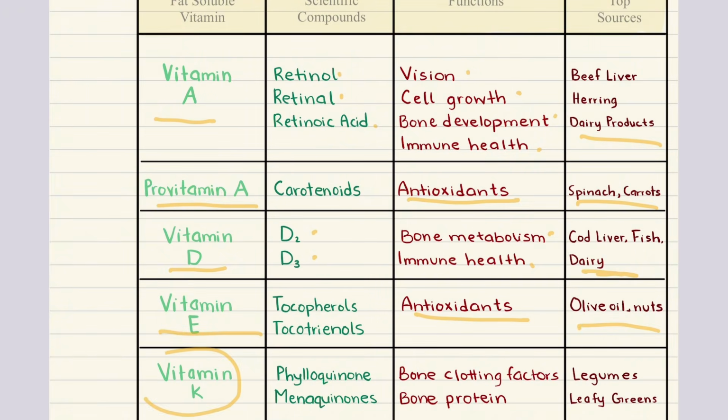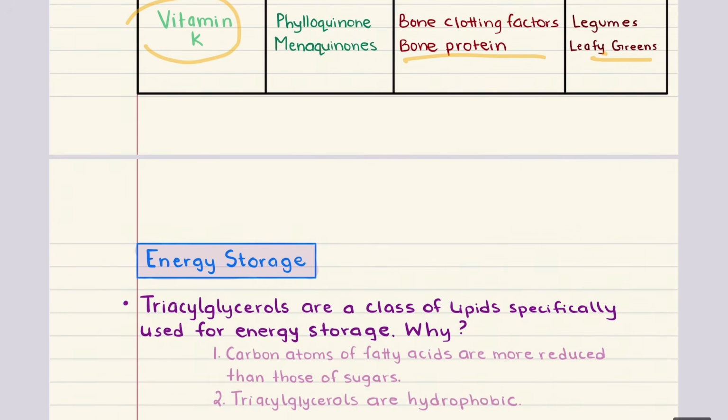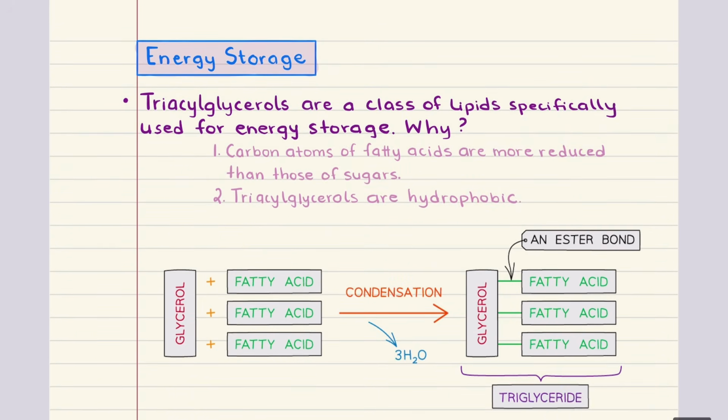Finally, we have vitamin K, including phylloquinone and menaquinones, and this is necessary for activating blood clotting factors and bone proteins. It's found in leafy greens, legumes, and other plant-based foods. With that, we've completed objective 2, and now we can move into our third and final objective titled energy storage.